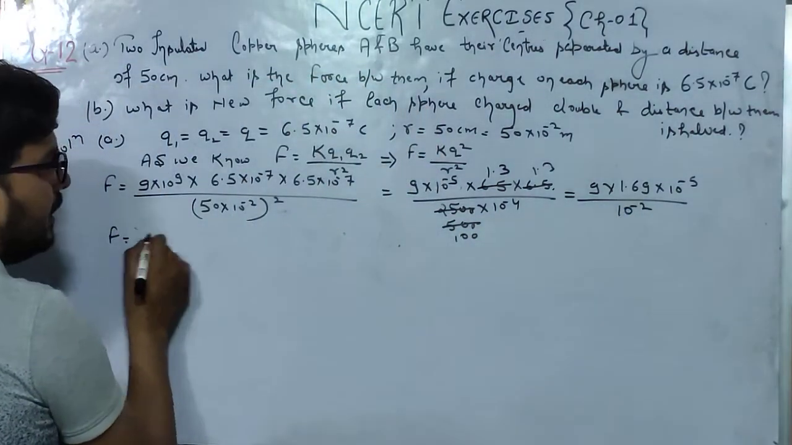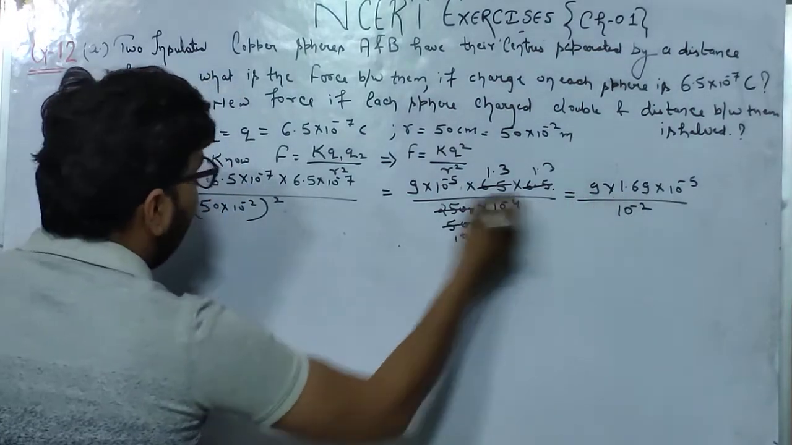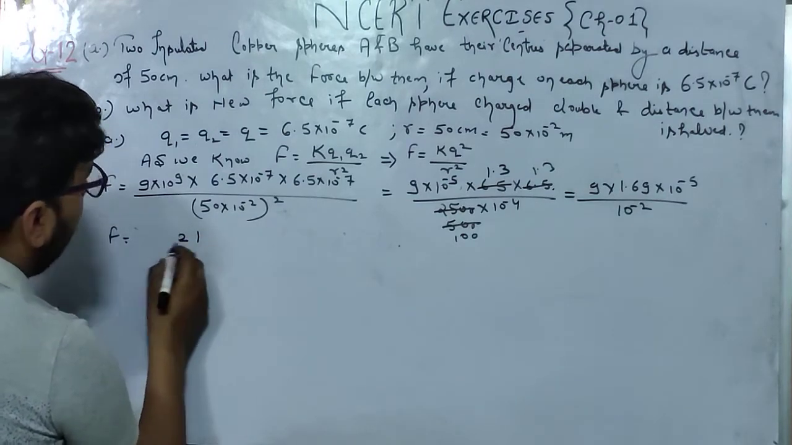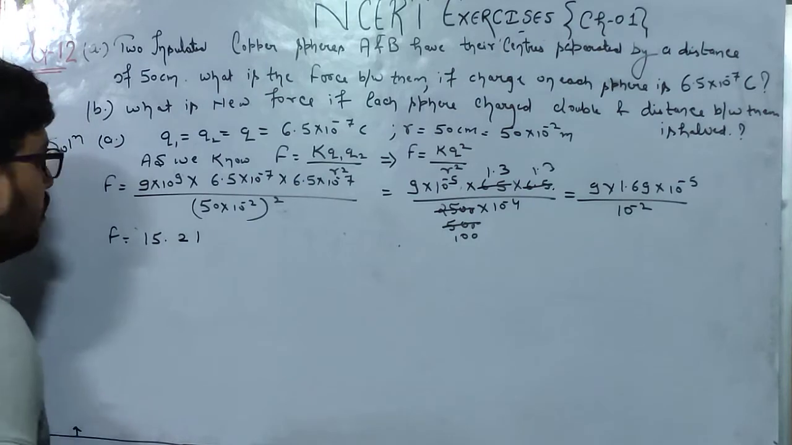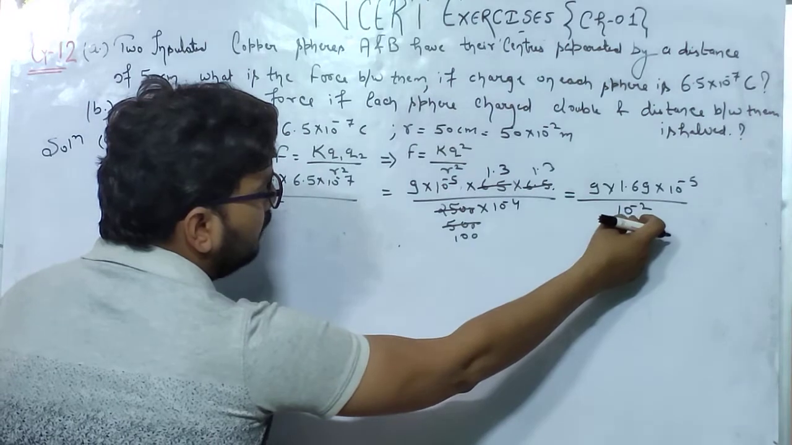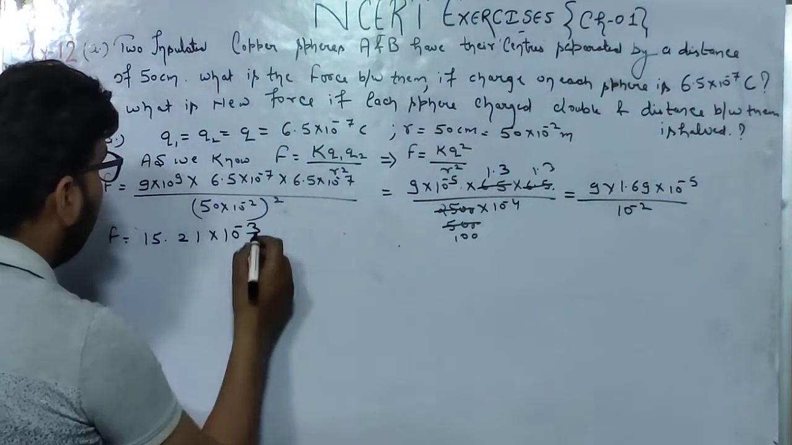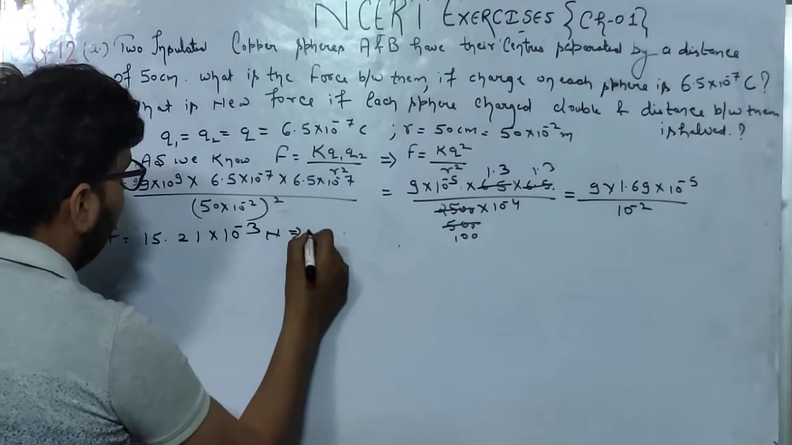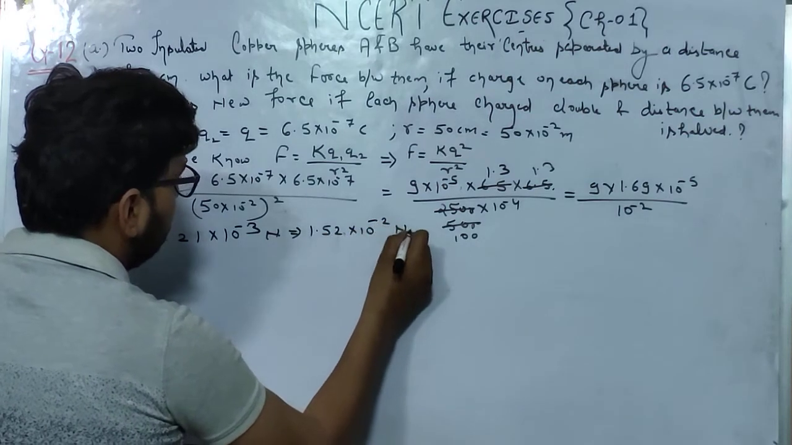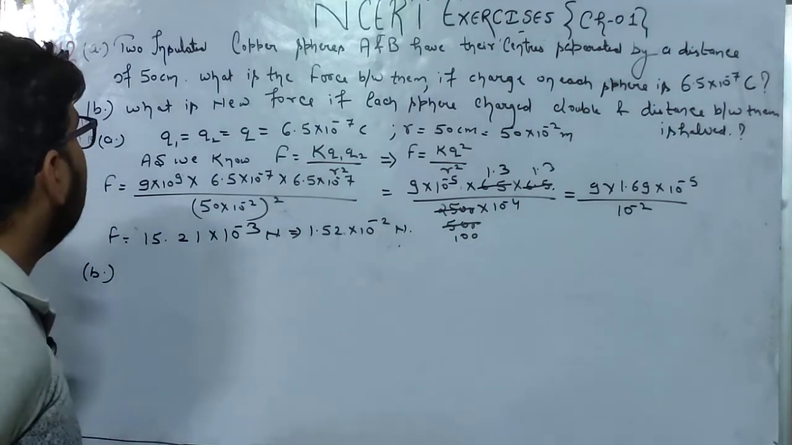Now F is equal to, if I multiply these values, then I will have the value 9, 9 9 81, 6 54, 2, and it will be 15.21 times it. If I bring this 10^-2 to the numerator, then it will have the value 10^-3 Newton, which can be written as 1.52 × 10^-2 Newton. This is part A. Now we will begin with part B.